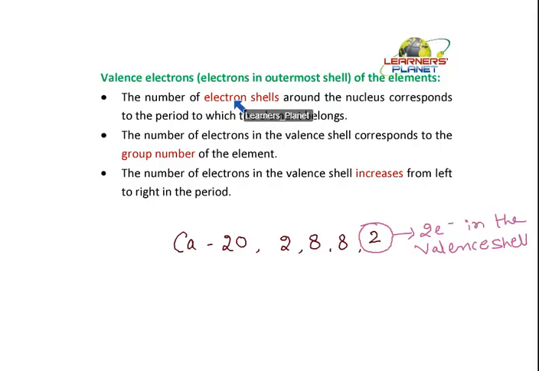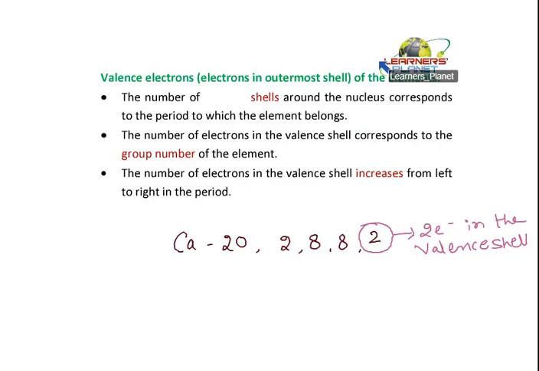The number of electron shells, that is the number of shells around the nucleus, corresponds to the period to which the element belongs. The number of electrons in the valence shell corresponds to the group number of the element. We'll see how. The number of electrons in the valence shell increases from left to right in the period.